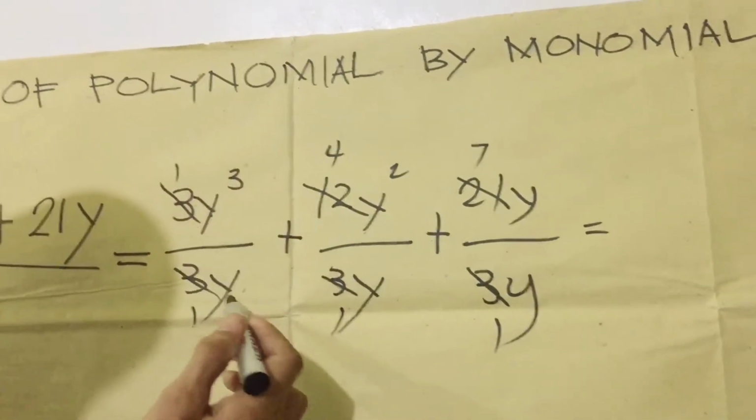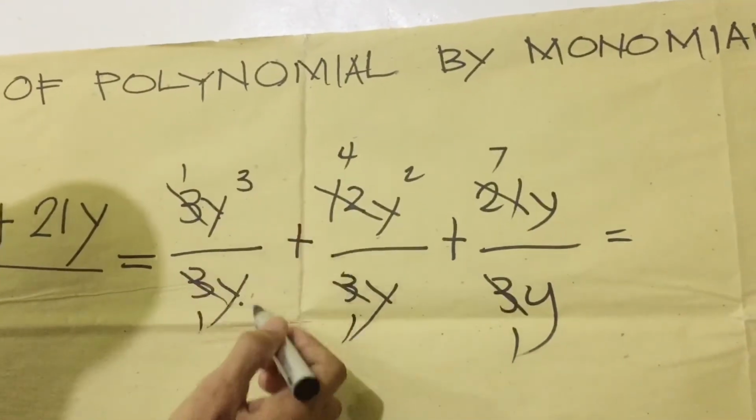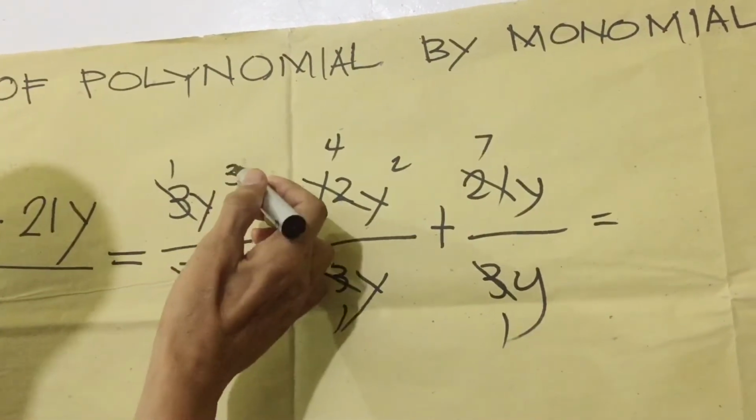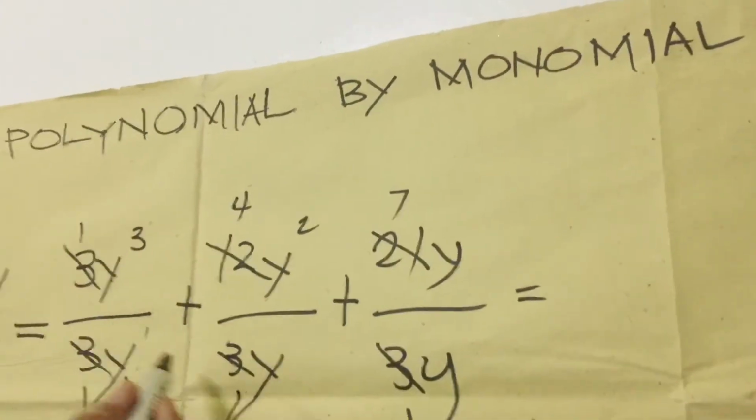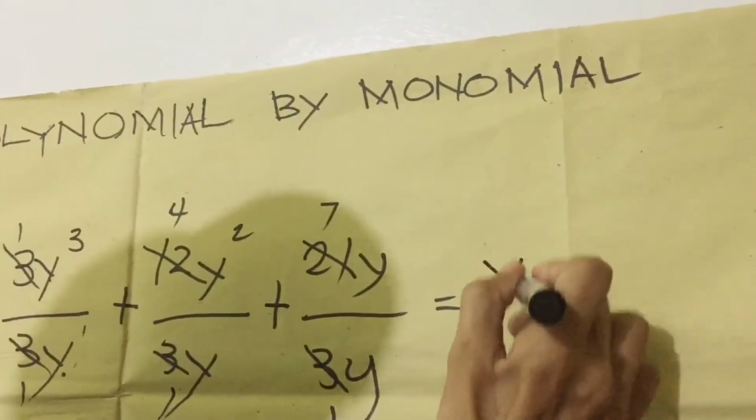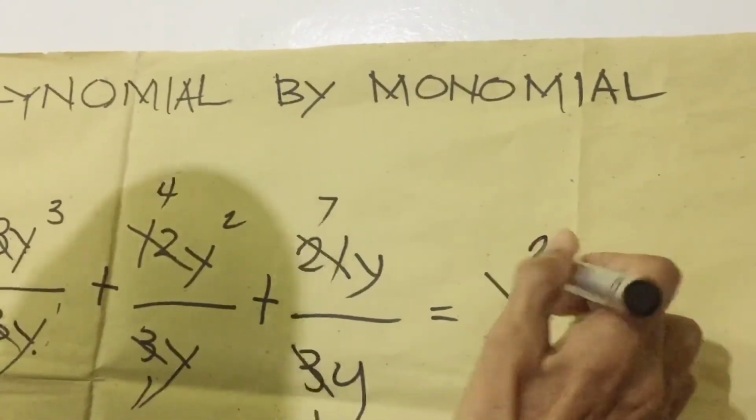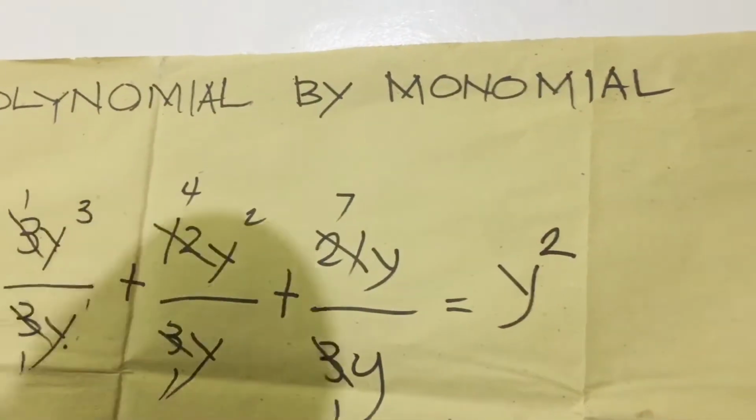Kailangan natin i-minus yung exponent kapag nagdi-divide. So 3 minus 1 is 2. So matira sa y is y squared kasi minus natin yung y na isa.